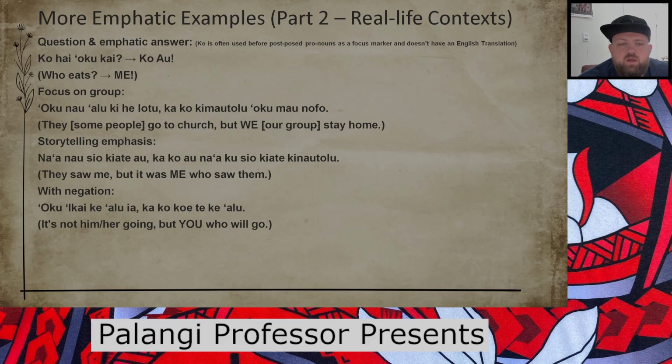So we have na'anao, which is past tense. We'll get to tenses later. Na'anao is they saw, sio, which is the verb. Kiateao, which is kiate means to, and it's a preposition. Kiateao is a prepositional phrase. They saw to me, but it was me is a clause by itself, and then who saw them is its own clause with its own verb and subject, right?